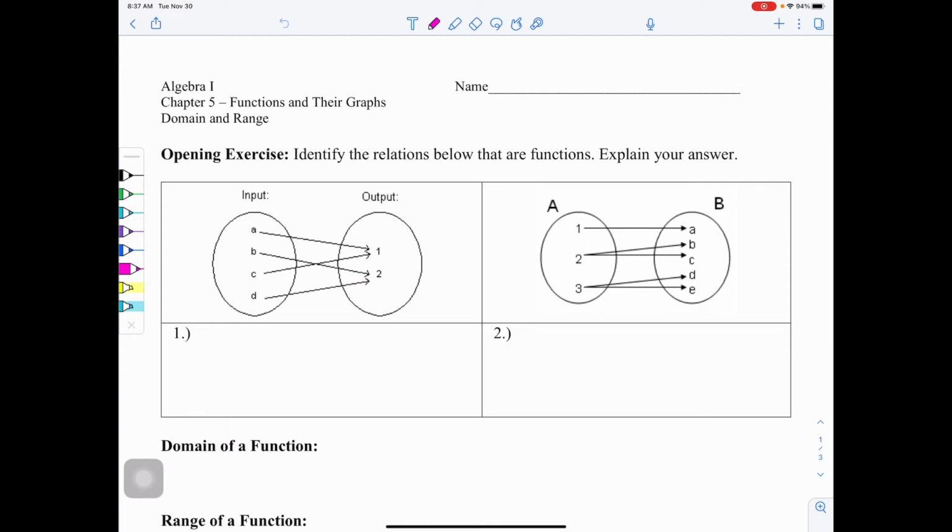Our next lesson is called Domain and Range. We're going to start with an opening exercise. Identify the relations below that are functions. Explain your answer. So at this time, could you please pause the video, try questions 1 and 2, and then resume the video to go over your answers.